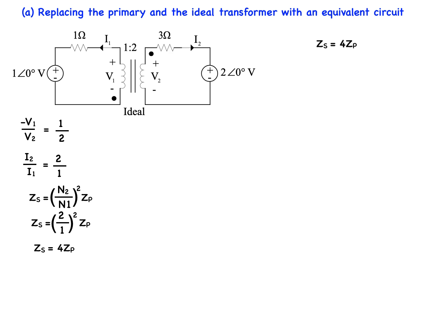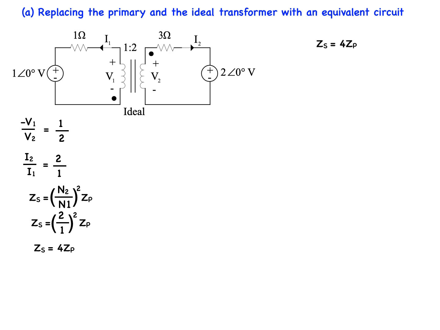A. Replacing the primary and the ideal transformer with an equivalent circuit. In other words, we are going to move the components of the primary side of the transformer to the secondary side, starting with the impedance or the 1 ohm resistor.